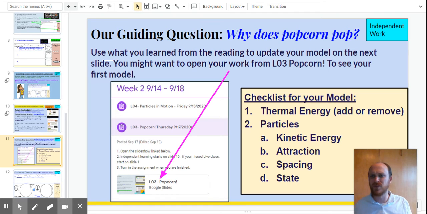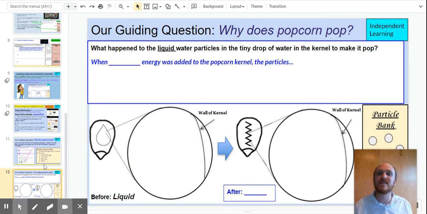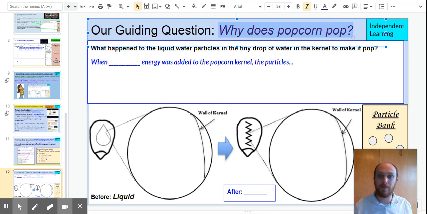Like, I'm so super smart. You might have been like, oh, that was the first time I modeled anything. This isn't very good. Forget about it. I can do a better one today. The last slide, slide 12, is your model. It's all about why does popcorn pop?